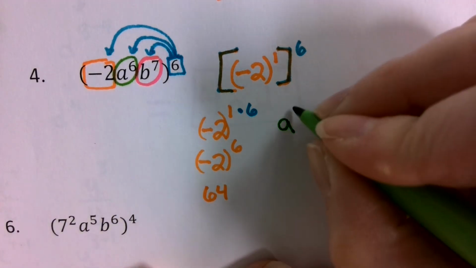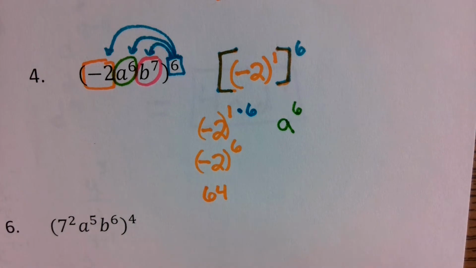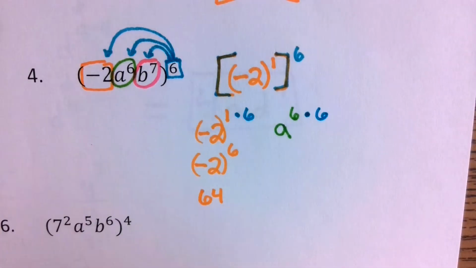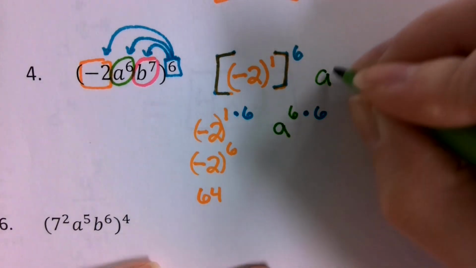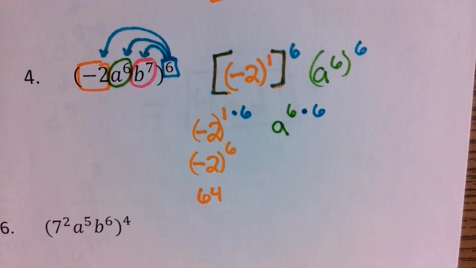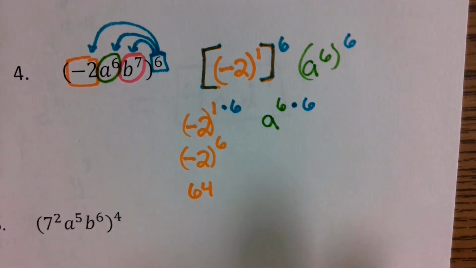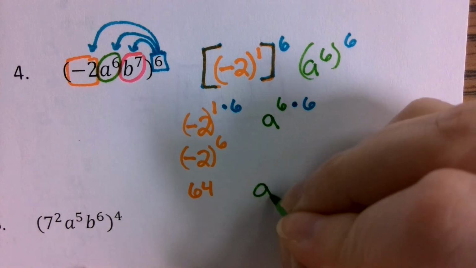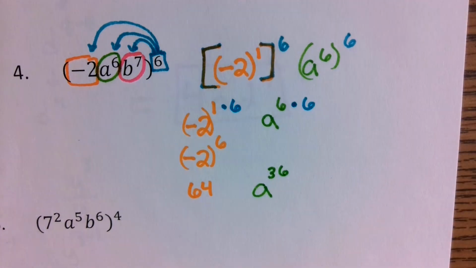We've got a to the 6th, and we're going to go ahead and multiply it by a 6, right? Because this essentially looks like a to the 6th raised to the 6th power. A to the 6th raised to the 6th power means we're just multiplying 6 times 6, which comes out to a to the 36.